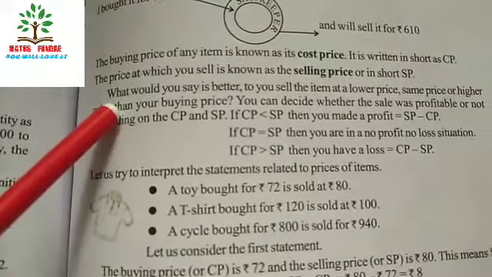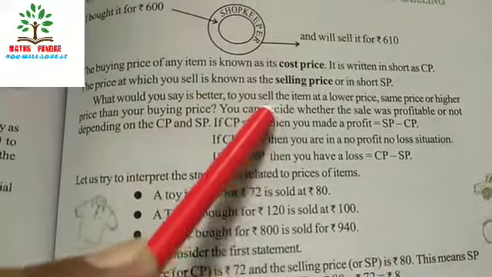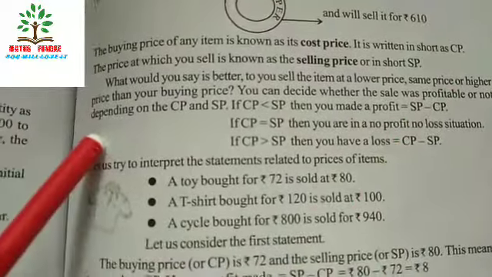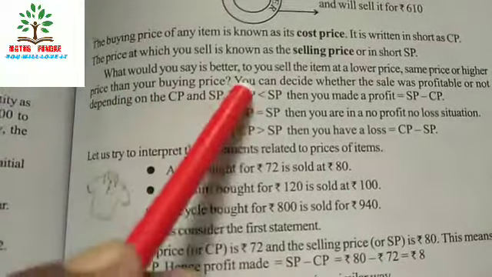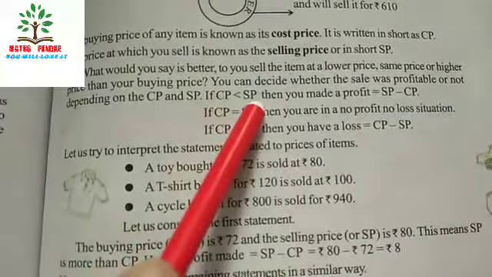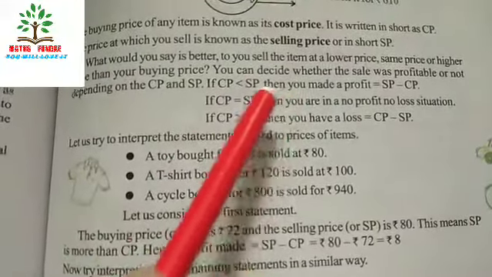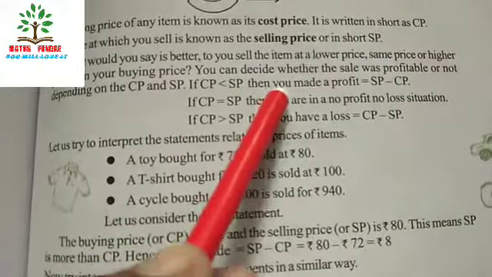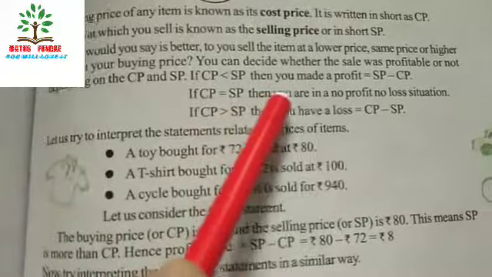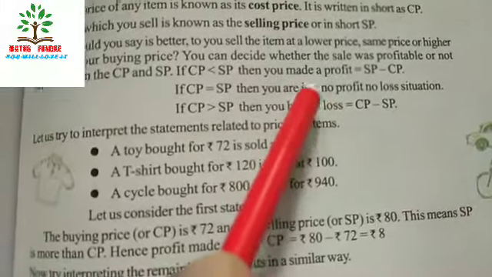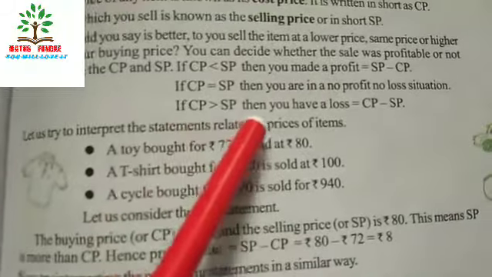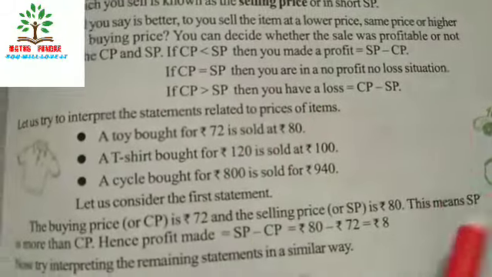What would you say is better: to sell the item at a lower price, the same price, or a higher price than your buying price? If CP is smaller than SP, then you made a profit, that is SP minus CP. If CP is equal to SP, then you are in a no profit, no loss situation. And if CP is greater than SP, then you have a loss, that is CP minus SP.